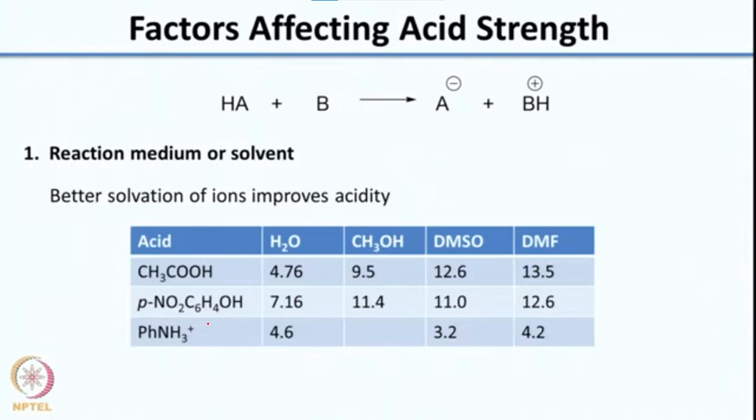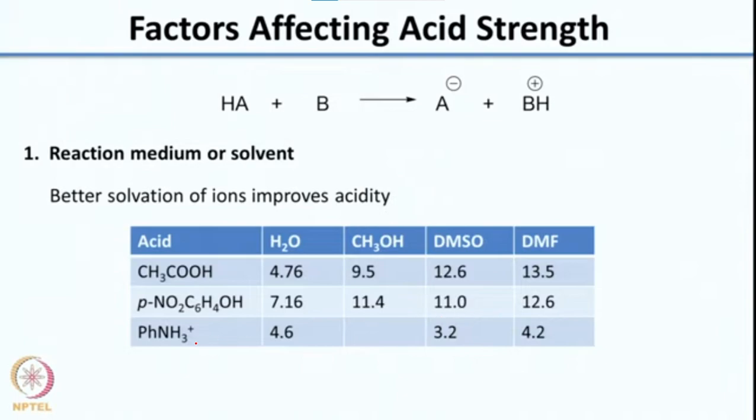Now paranitrophenol is here, not benzoic acid. Here you can see in water it's giving a pK value of 7.16. In case of methanol, DMSO and DMF, again because of the solvation, the acidity is decreased, that means the pK value is increased.